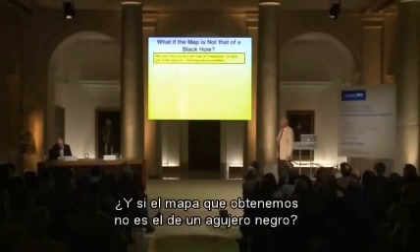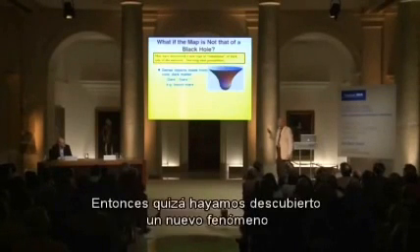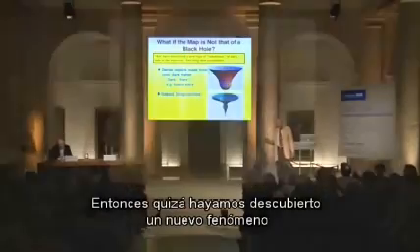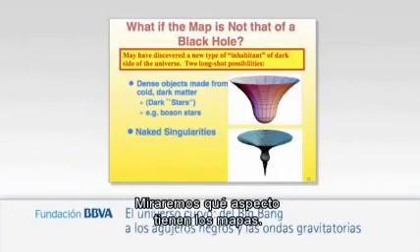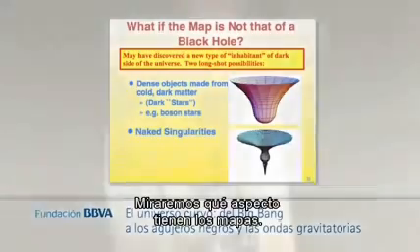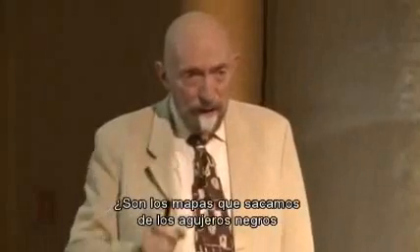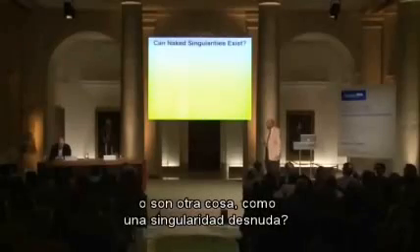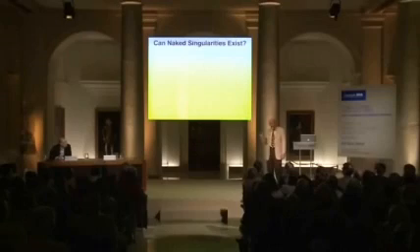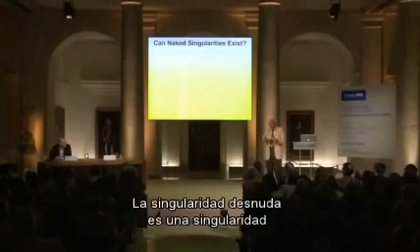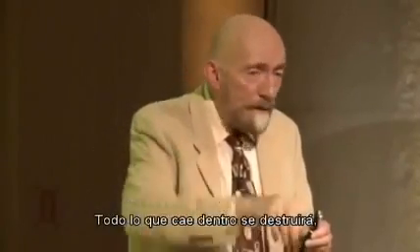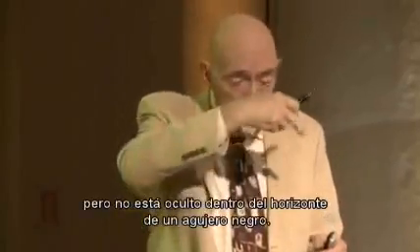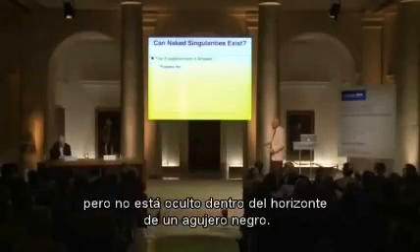And what if the map that we get out is not that of a black hole? Then we may have discovered a new kind of phenomenon on the warped side of the universe, for example, a naked singularity. We will look to see what the maps look like. Are they of black holes, or are they of something else, such as a naked singularity? A naked singularity, then, is a singularity like at the center of a black hole, where everything that falls in would be destroyed, but it's not hidden inside a black hole horizon.